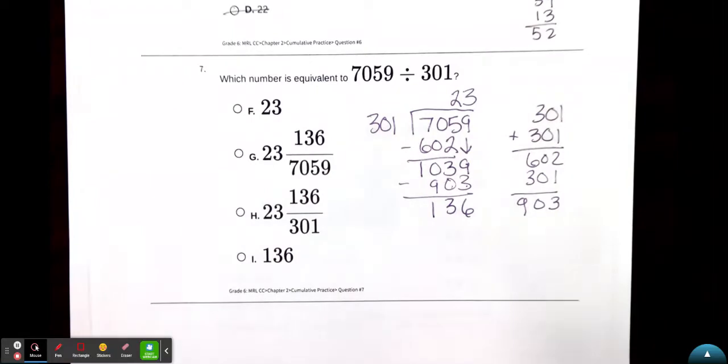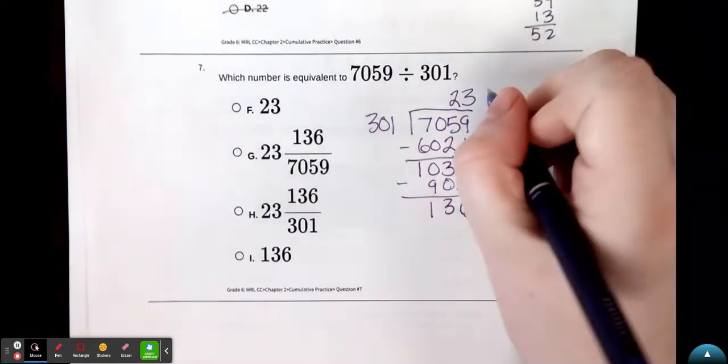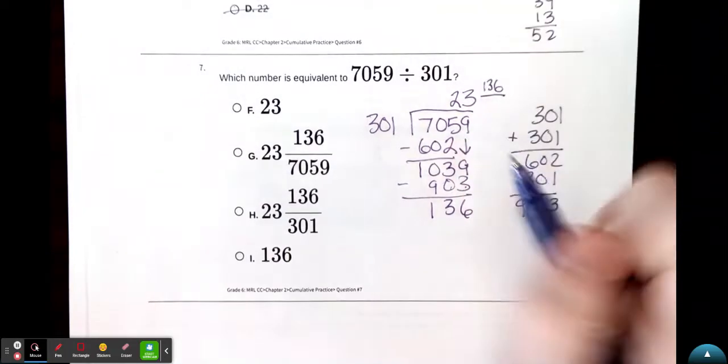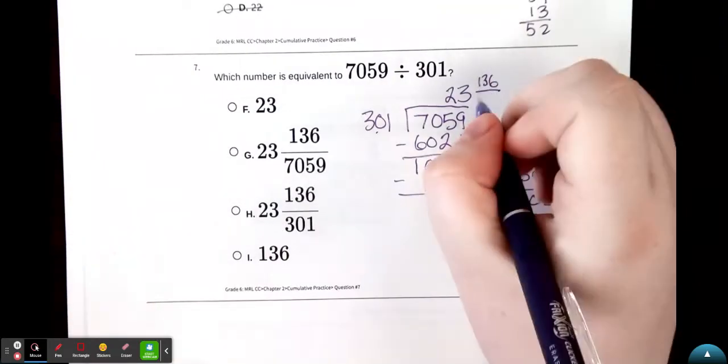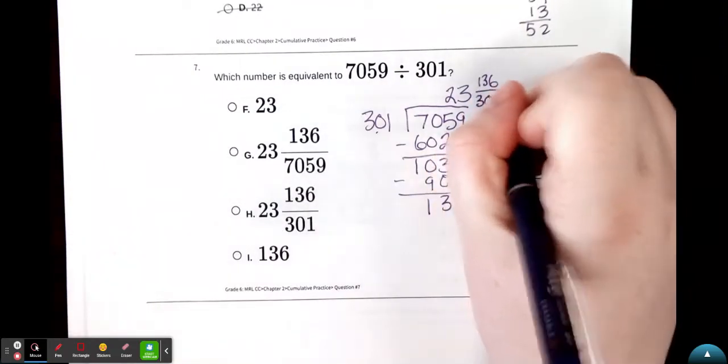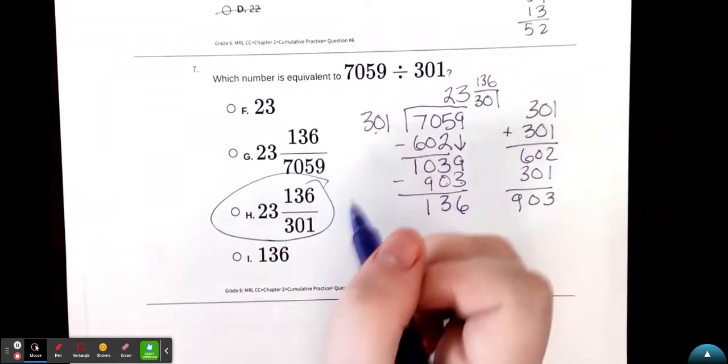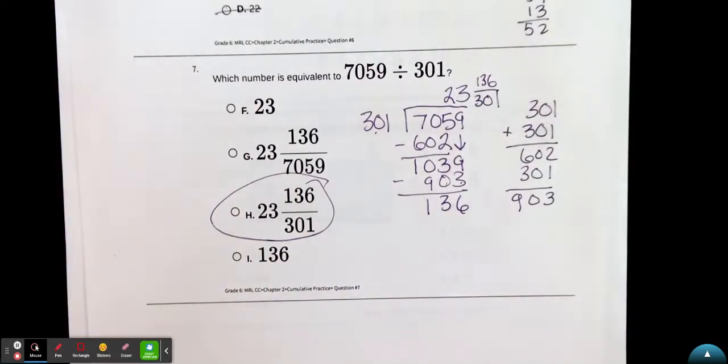But we don't write R 136. The way we write a remainder in 6th grade math is we write 136 over the number we were dividing by, so 301. So that answer is H. All right.